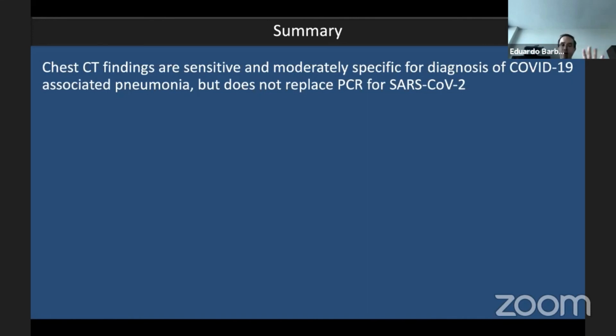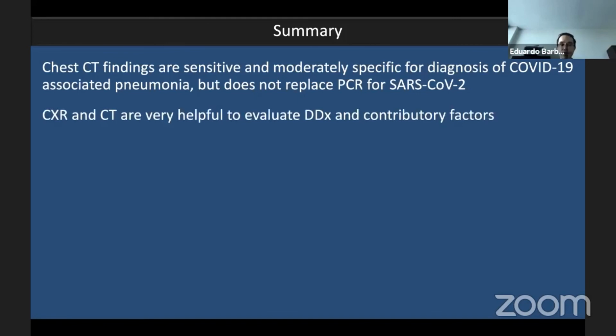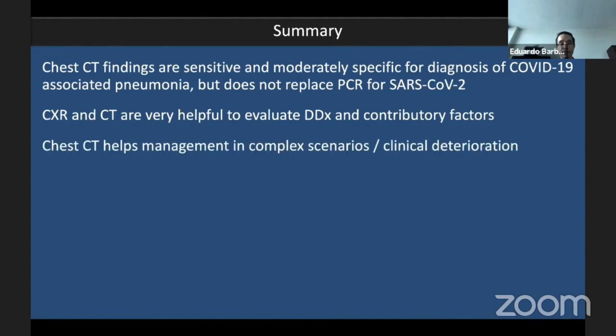And there's some association of specific imaging patterns that I described with COVID-19. So the chest CT findings in the appropriate clinical setting are sensitive and moderately specific for diagnosis of COVID-19 associated pneumonia, but they do not replace the PCR. The PCR is the definitive test to confirm the diagnosis. Chest radiographs and CTs are very helpful to evaluate differential diagnosis, and also any other factors that may be contributing to the patient's overall clinical presentation, risk for clinical deterioration, and potential for poor outcomes, such as death.